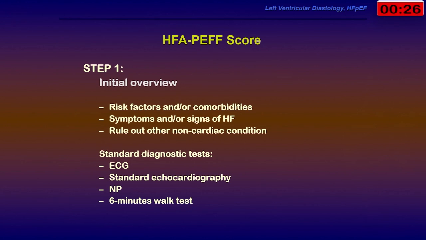You should rule out other non-cardiac conditions that may mimic HFpEF, like a patient who has a severe chest disease, pulmonary embolism, or whatever. And you should do the standard diagnostic tests as you all do in your clinics or on your outpatients: electrocardiogram, standard echo, and natriuretic peptide if you have the facility for this, and the 6-minute walk test if you also have the facility for the test. Because in Qasr al-Aini, actually, we have a very long corridor of about 1 kilometer. From the first end to the last end in Qasr al-Aini, we have 1 kilometer, so we can very easily perform the 6-minute walk test.